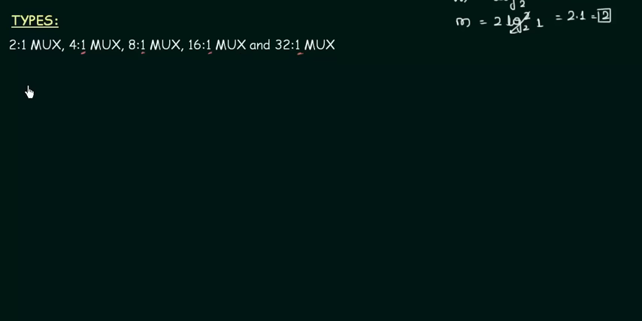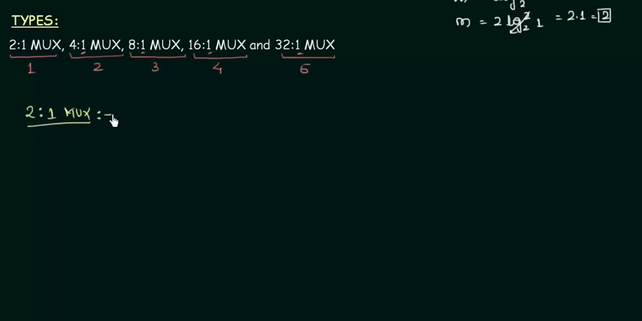Now let us try to guess what is the number of selector variables in different types of MUX. In 2 raised to 1 MUX, we are having the selector variable equal to 1. In 4 raised to 1, it is equal to 2. In 8 raised to 1, it is equal to 3. In 16 raised to 1, it is equal to 4. And similarly, in 32 raised to 1, it is equal to 5. Okay. Now, the next thing and the last thing in this presentation is 2 raised to 1 MUX.